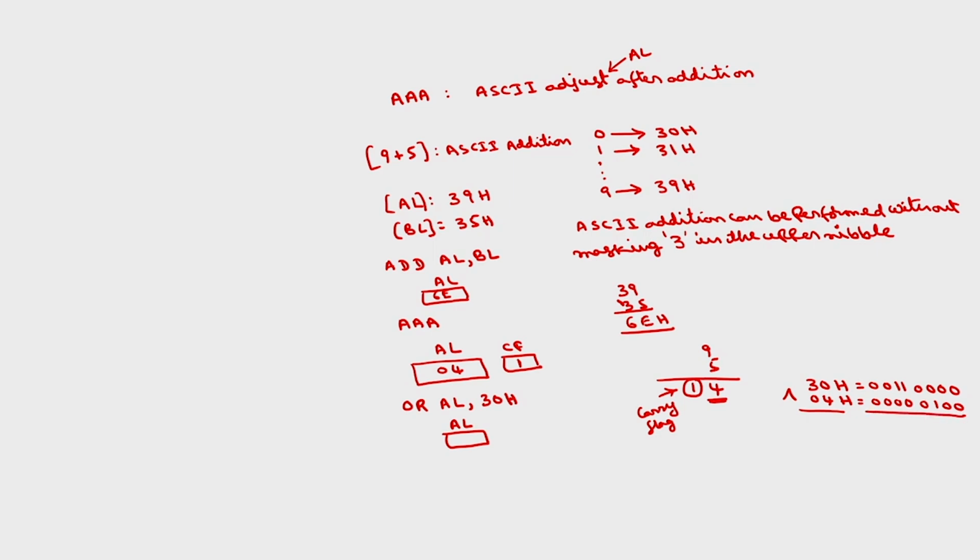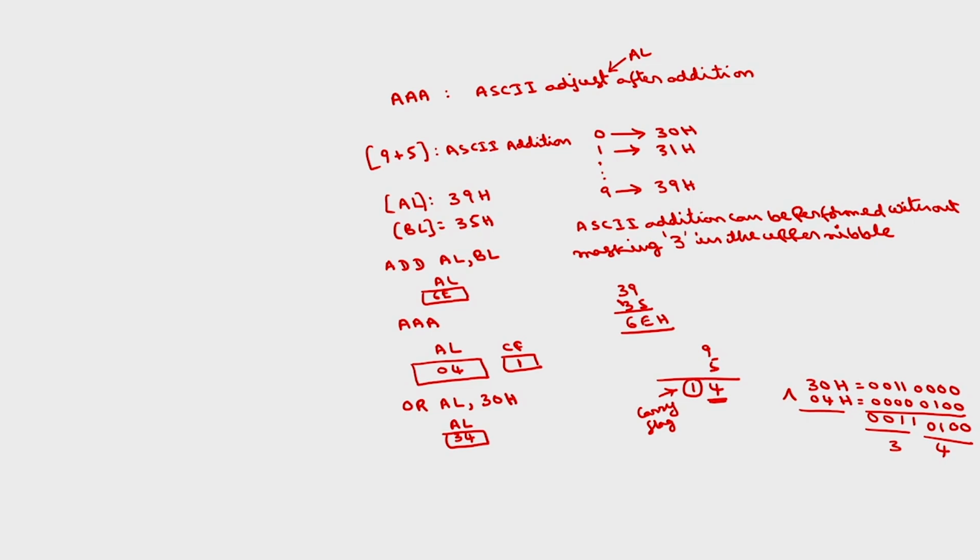What is logical OR between 0 and 0? Bitwise logical OR operation: 0 OR 0 is 0. If any one bit is 1, the output is 1. This is 1, this is 0, this is 1, this is 1, 0, 0. This is 3 and this is 4. So, the AL contents become 34H, which is the ASCII code corresponding to the lower order result 4.